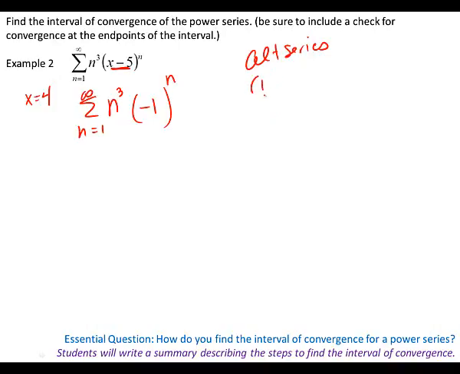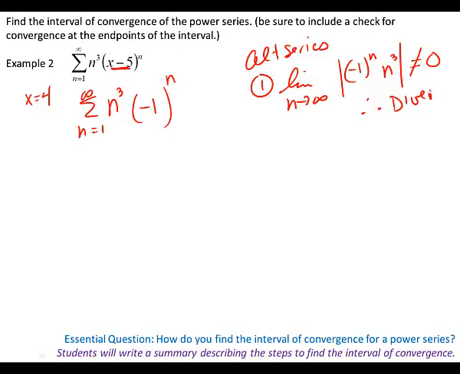Okay? Alright, so the first thing I have to do is check the limit as n approaches infinity of the absolute value of -1 to the n times n cubed. When I put infinity in there, does it equal 0? No. And I don't care what it equals, I just need to know whether or not it equals 0. It doesn't equal 0, so what does that mean about the alternating series test? It diverges, so it failed. So it diverges.